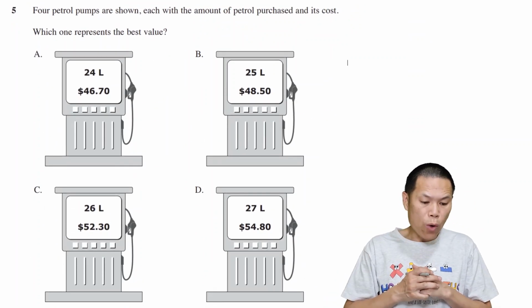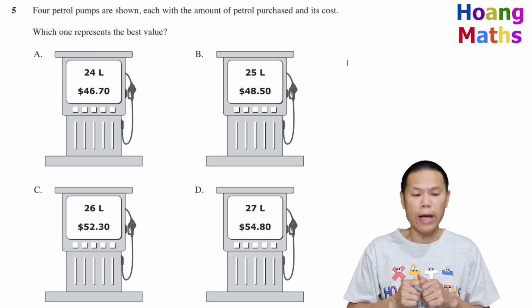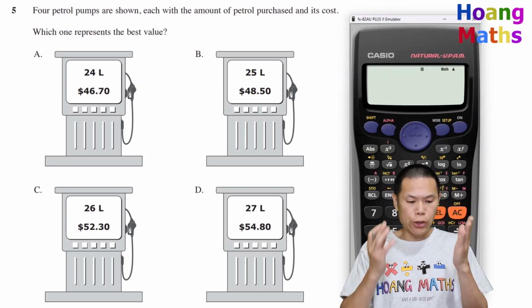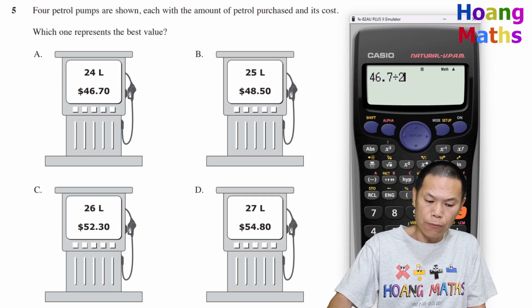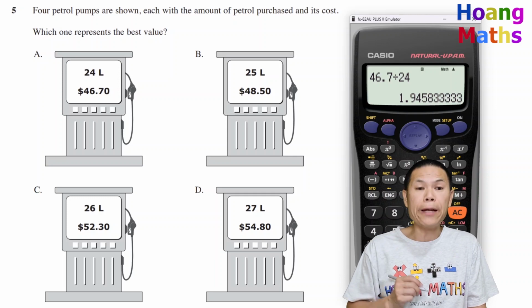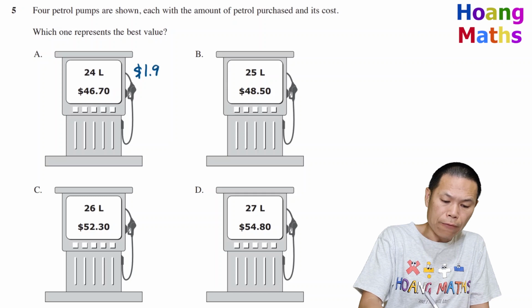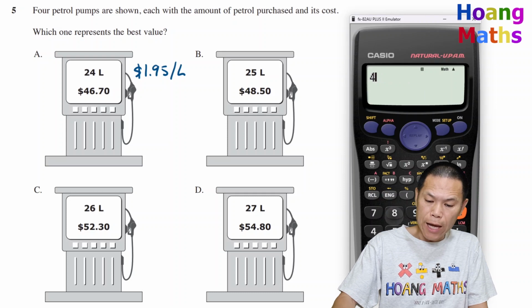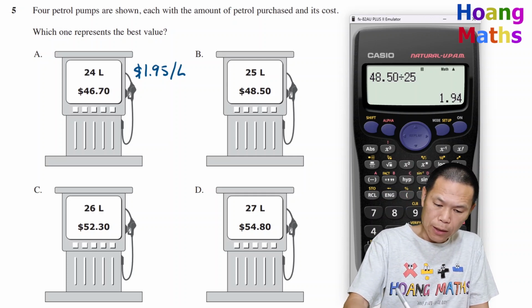Question 5. Which one represents the best value? So the easiest way to work it out is we just need to work out how much it costs per liter for each option. So for A, I just go 46.7 divided by 24. So $1.95 per liter. And for B, we just work out $48.50 divided by 25. So $1.94.